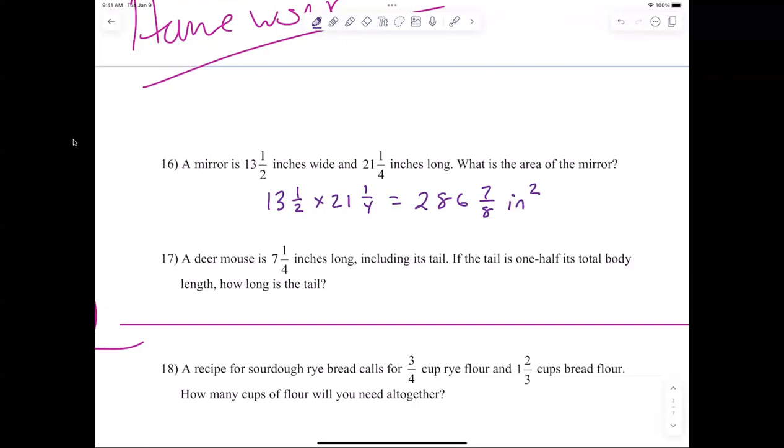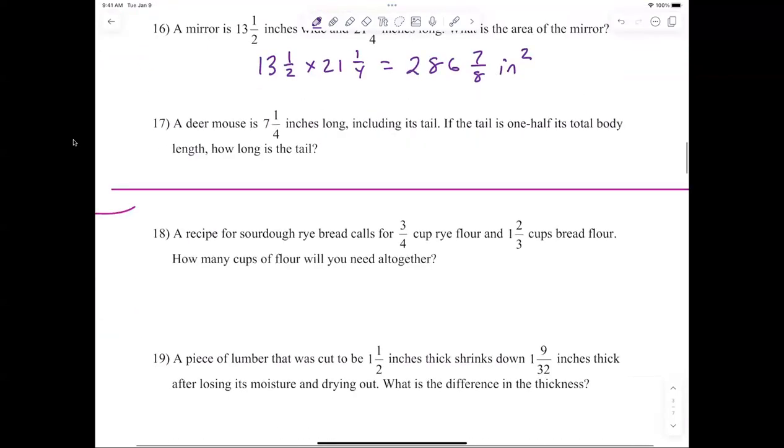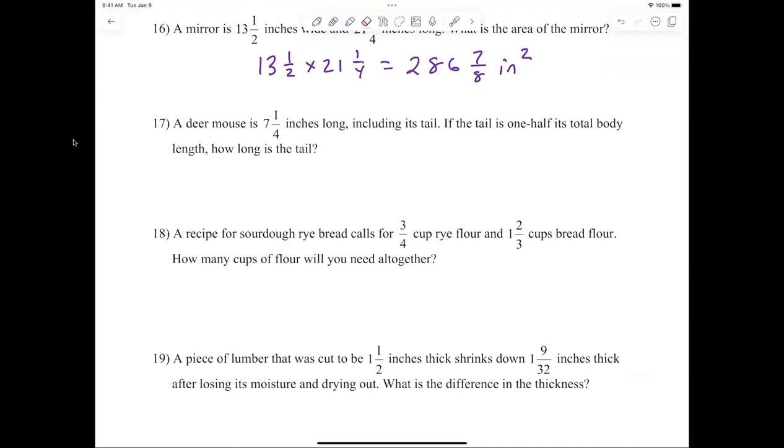All right. Now, Hunter, you're reading 17. Go. No, I want you to read it. House is 7 1/4 inches long, including its tail. Its tail is 1/2 of its total body length. How long is it there? What are you thinking? How did you get that? Yes, 7 and 1/4 divided by 2. Tell me what that is, please. I didn't hear you. 3 and 5/8 inches. Anybody else get that? All right, is anybody having trouble with that?